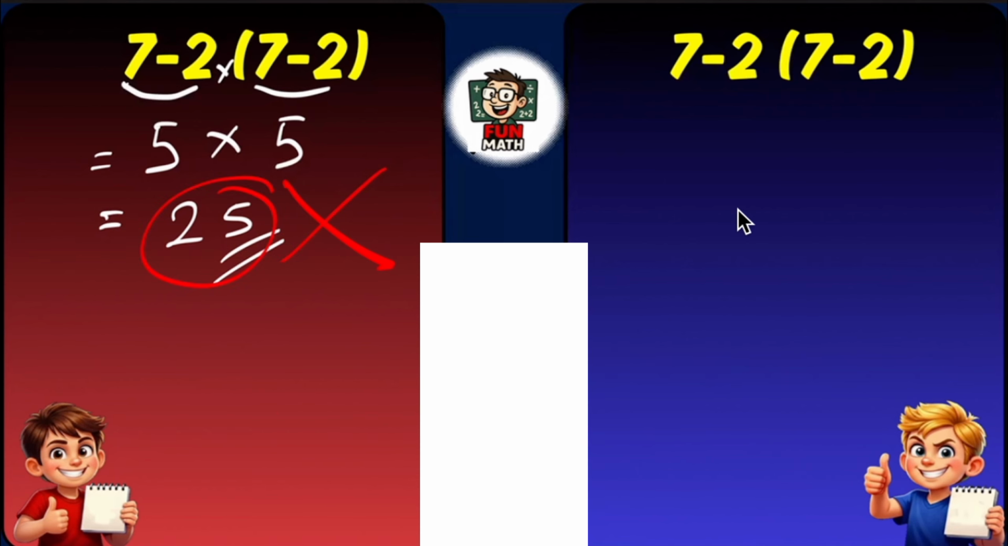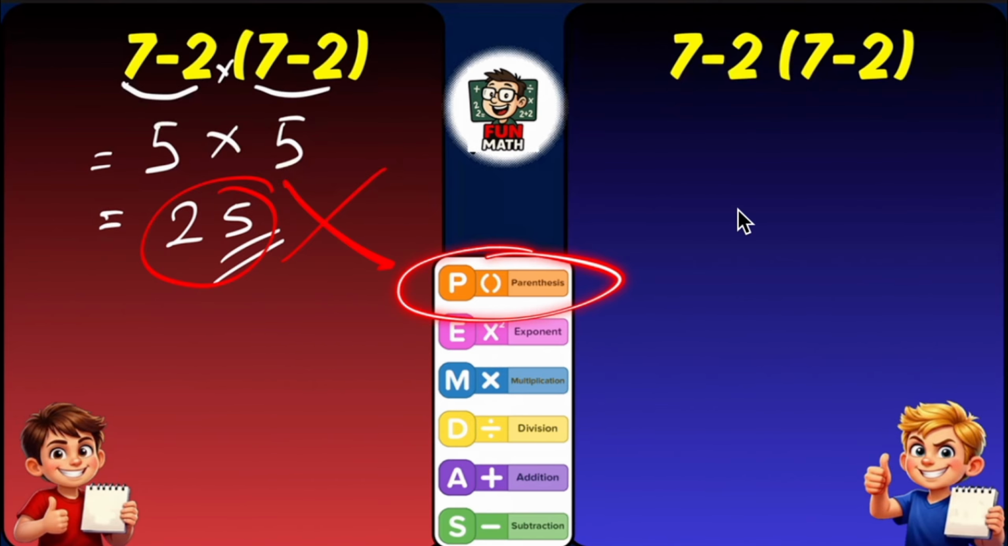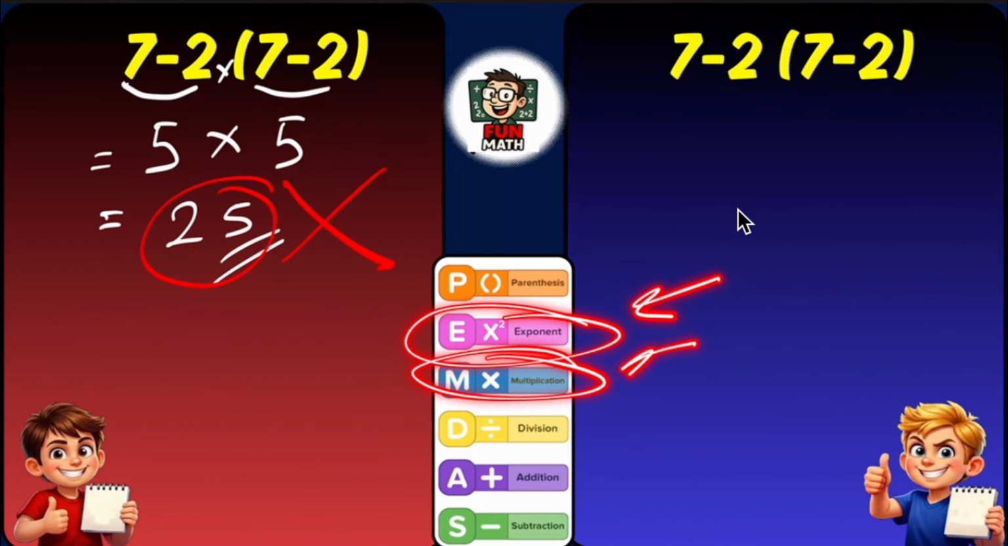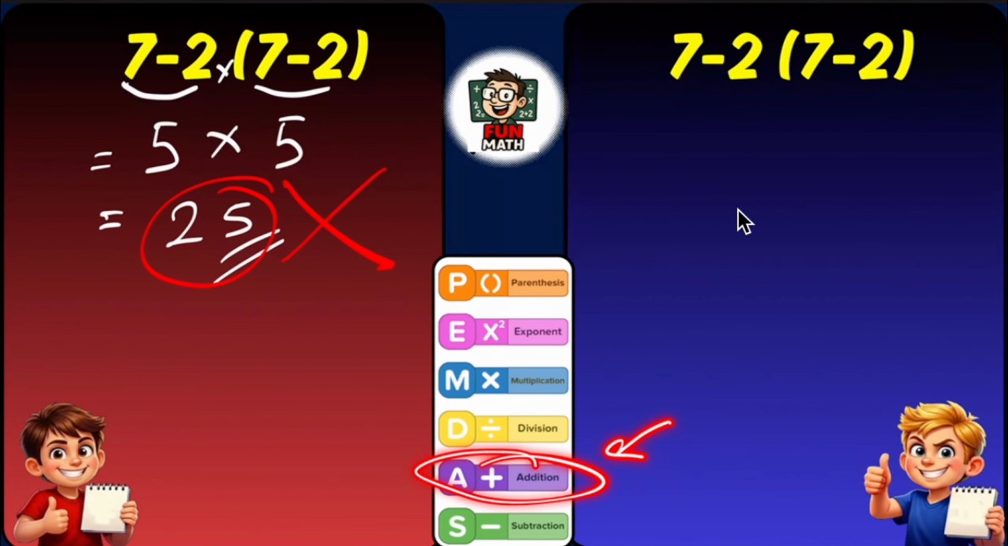Because when solving the problem, we should have paid attention to the order of operations. The order of operations is coded as PEMDAS. P stands for parentheses, E stands for exponent, M stands for multiplication, D stands for division, A stands for addition, S stands for subtraction.